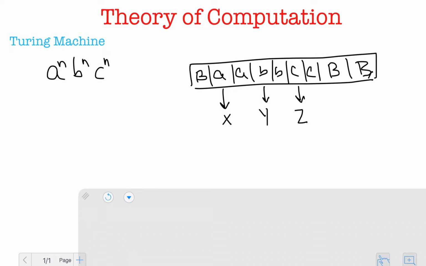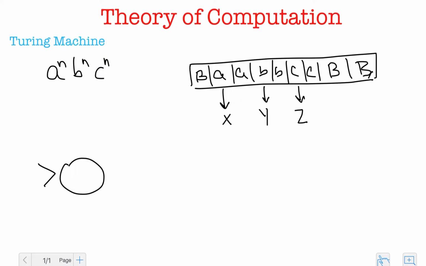So this is the general procedure that I'm following. I'm marking all of my a's with x's, all of my b's with y's, and all of my c's with z's. And let me just warn you that the Turing machine that we are going to be drawing is not going to be a very simple one. So let's start getting into it.